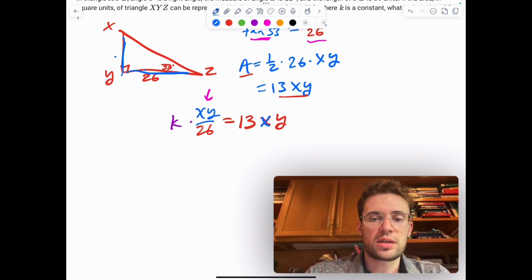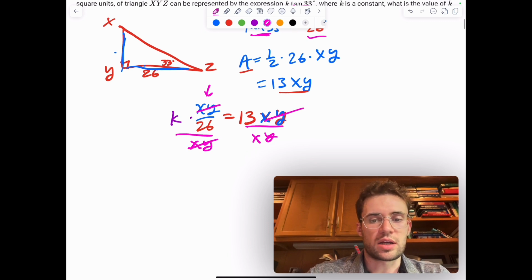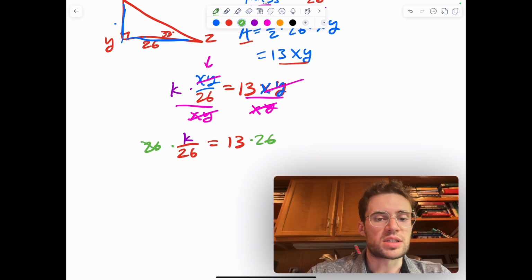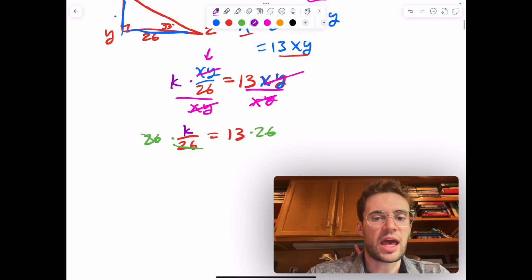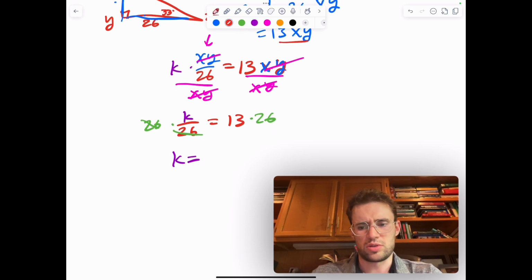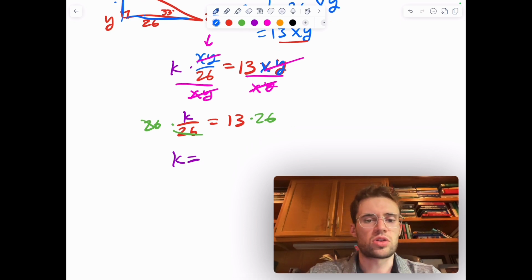All right, now we can divide both sides by XY. So we can get rid of the XYs because you have one on both sides. That cancels out over here, cancels out over here. That leaves us with K times 1 over 26, or in other words, K divided by 26 is equal to 13. Now to get K alone, we're just going to multiply both sides by 26. 26 cancels over here, and that leaves us with K is equal to 13 squared times 2. So 169 times 2, 338.